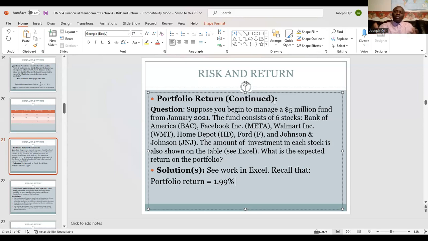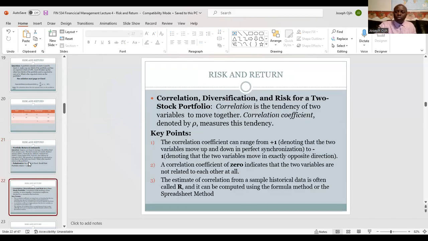So this is how you do it. If you have many stocks in that portfolio, there's a way you can put the formula in Excel, so that as the price changes, it will automatically be calculating the return. That is what most of these asset managers do for their clients. And I believe you got the point now. Having said this, we are ready to go to risk, correlation, diversification, and risk for a two stock portfolio.